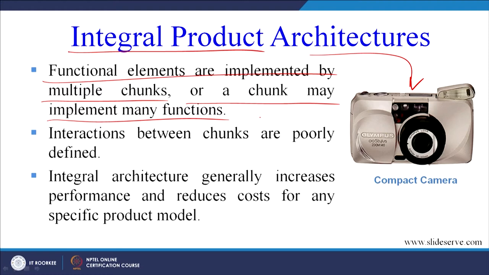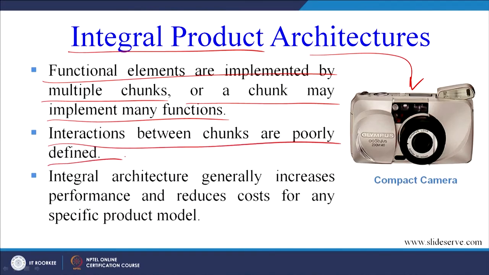So a chunk may implement many functions, which means that when we have identified that the product is being made out of three chunks only, one chunk may provide different functions. Interaction between the chunks is poorly defined. So one chunk is performing four or five different functions, so the interaction between the chunks is not very well defined. Maybe we can have a chip which is performing 10 different functions. Now this is a chip which is one chunk of our product, but this is performing 10 different functions. So the interaction between this chip and another chip is not very well defined, whereas both may be performing 5 functions each. So the interactions between the chunks are poorly defined.